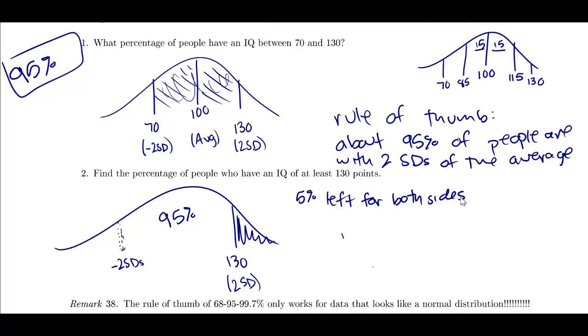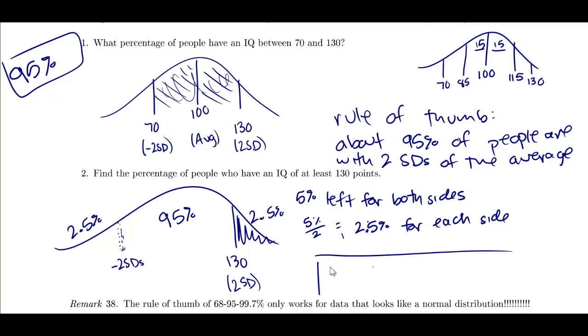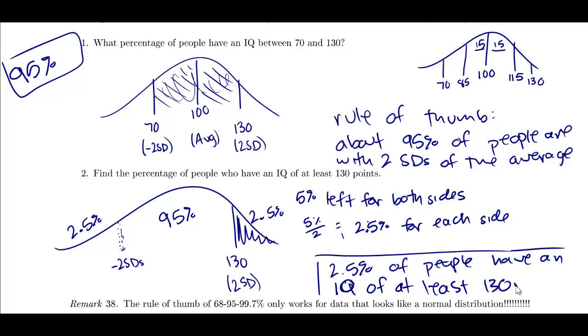Because it has to add up to 100%. And then if you divide the 5% by 2, that means you have 2.5% for each tail, or each side. So there's 2.5% here, and 2.5% here. So my final answer, 2.5% of people have an IQ of at least 130 points.